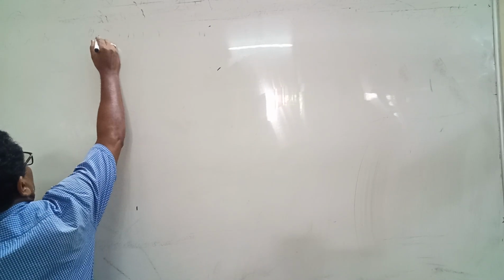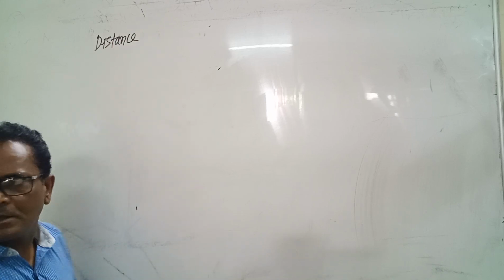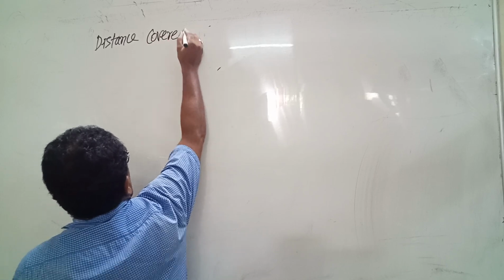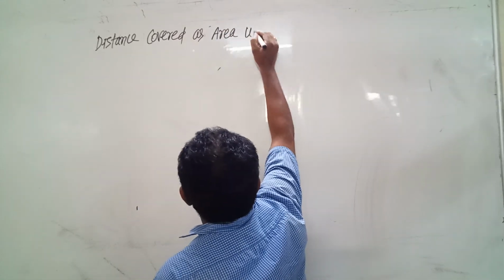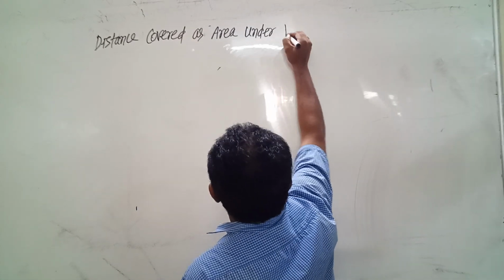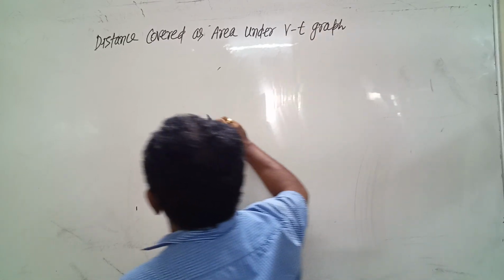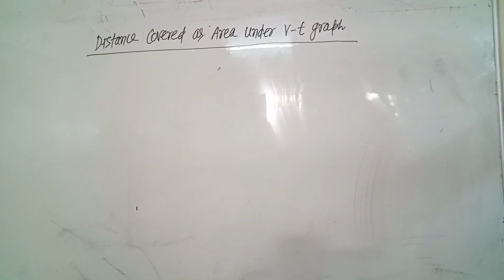Now the next topic we will discuss is distance covered as area under VT graph.